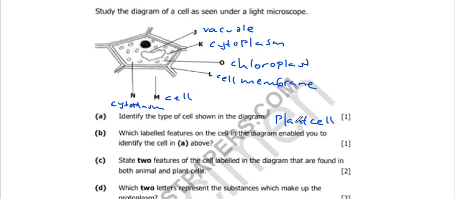So this is a plant cell. Which labeled features on the cell in the diagram enables you to identify the cell in A above? So we've got the chloroplast, and we've got the vacuole. So J and O, which are the chloroplast and the vacuole. These have helped us to identify, to say this is a plant cell.